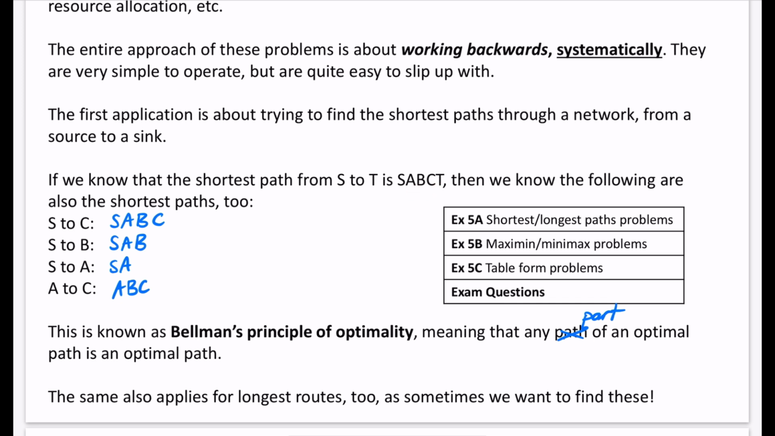The same will also apply when we are looking for longest routes or maximum costs as well. If we had that this was the maximum route from S to T, well, BCT would be the maximum route between B and T as well. And we never need to quote this. We can just say what it is. I don't think I've ever seen Bellman's principle of optimality being used in a mark scheme, but I'll look out for it in case it's something that we do need to add in.